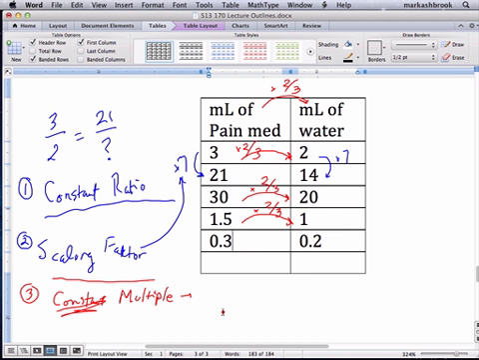Okay, now, back to my question. What is the relative size of the amount of water to the amount of pain medication? 2/3. The amount of water is always 2/3 of the pain medication. That's its relative size. Relative to the amount of pain medication, the water is 2/3 of it. So it's asking about relative size. What's it asking about? Constant ratio? Yeah, it's really asking about the constant multiple. A constant multiple is the relative size of the second relative to the first.